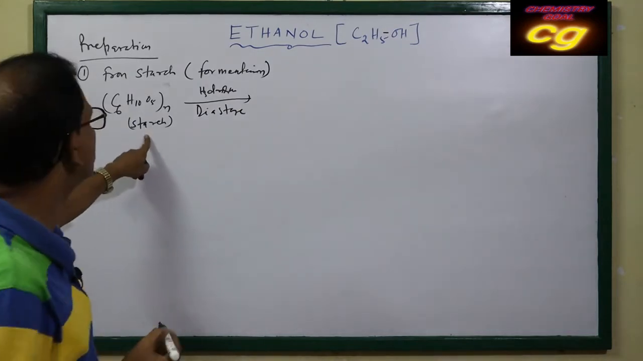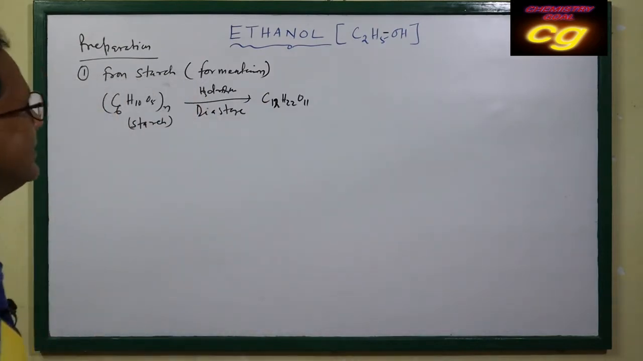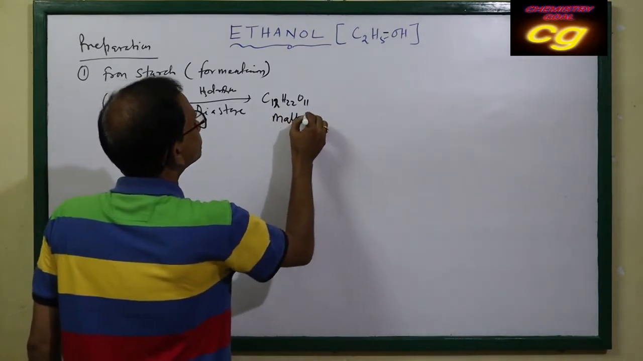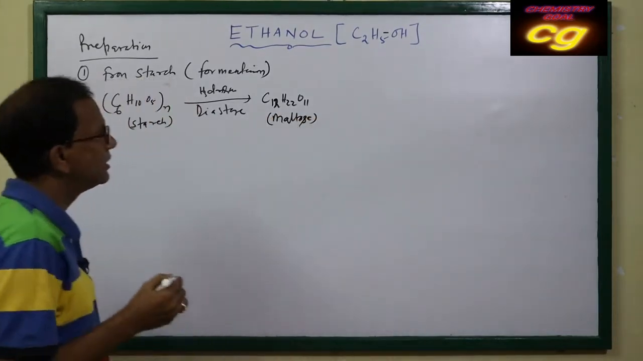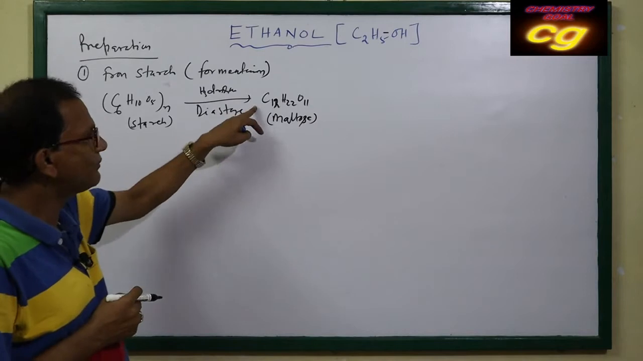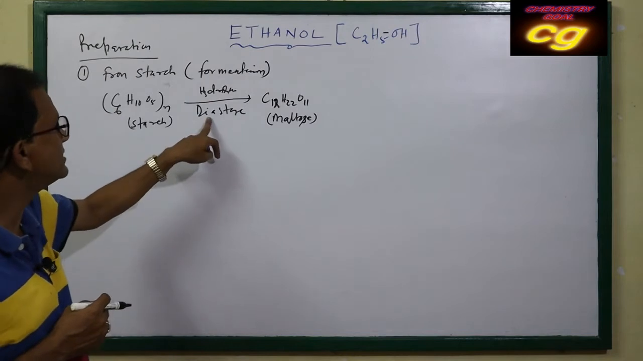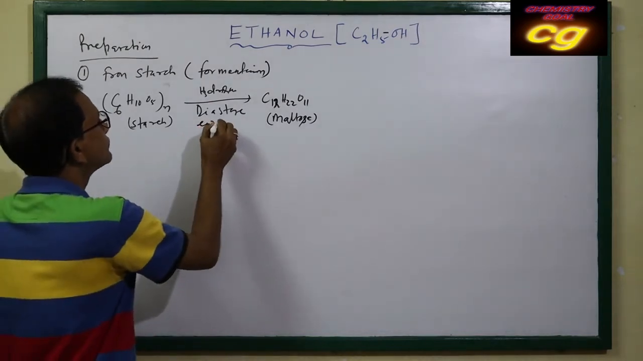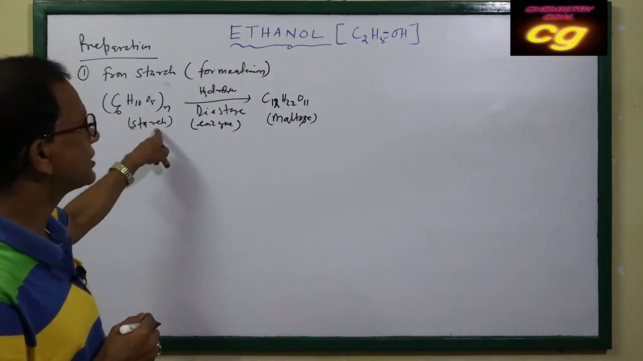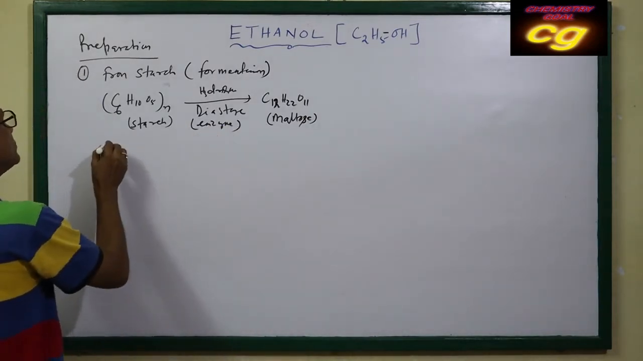Then this starch is converted to maltose, that is C12H22O11. That is the formula of maltose. So starch will be converted to maltose by the enzyme called diastase. It converts starch to maltose. This is step 1.